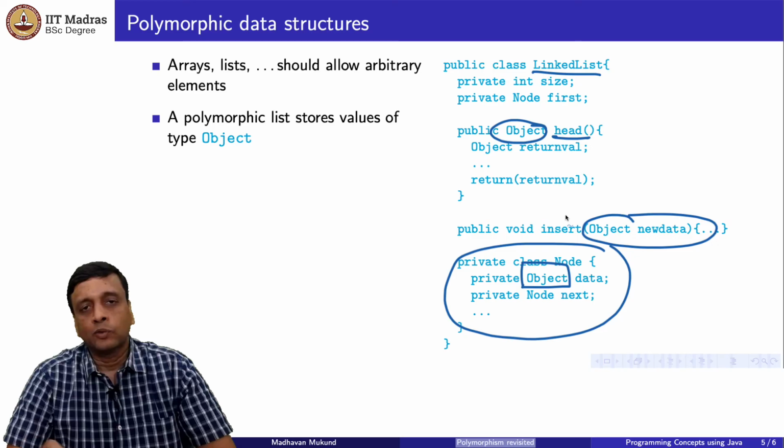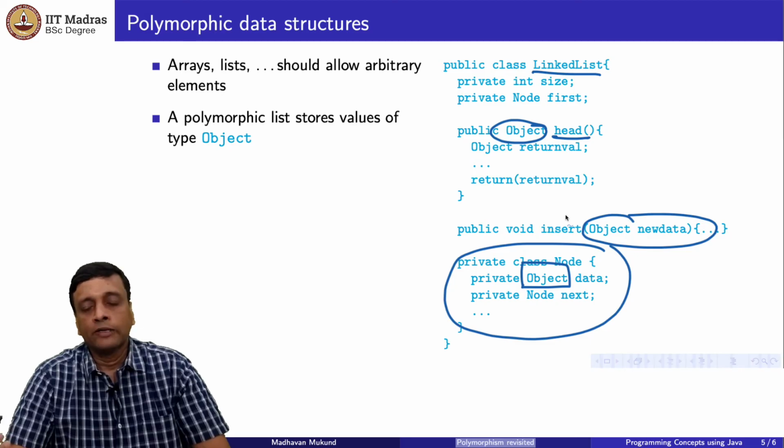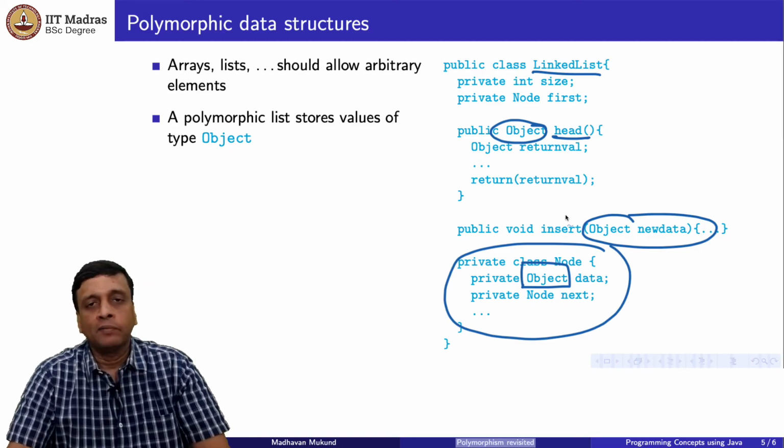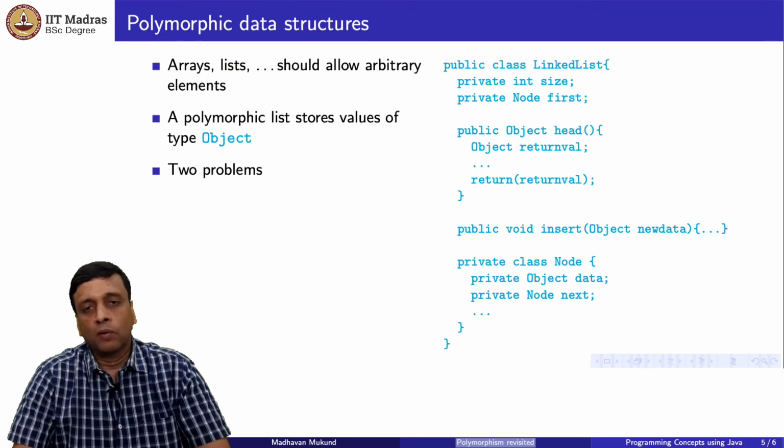So this is similar to our earlier functions like find and reverse and so on. So we are using the fact that object is compatible with any value to ensure that this linked list can hold arbitrary values, because the nodes inside can hold arbitrary values. So there are two problems with this.